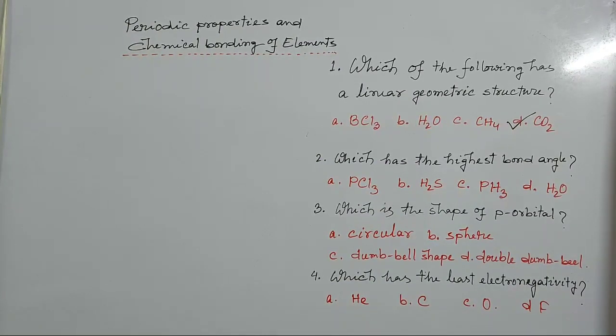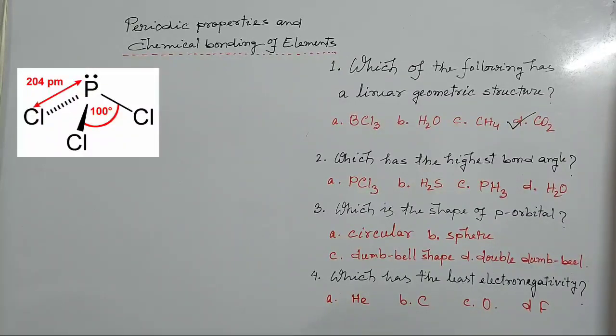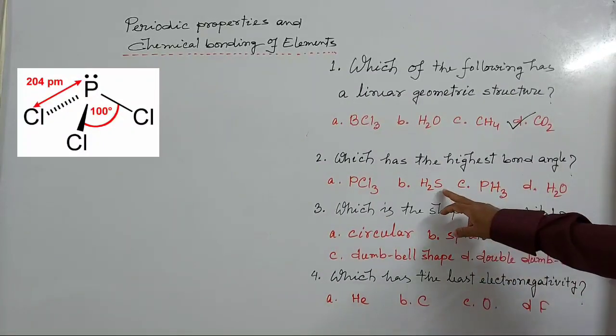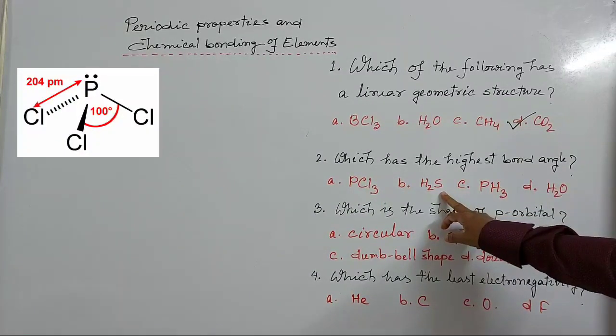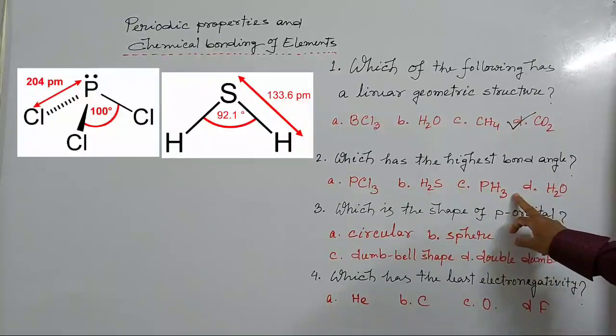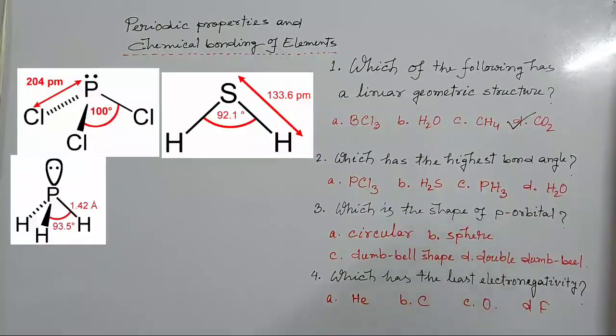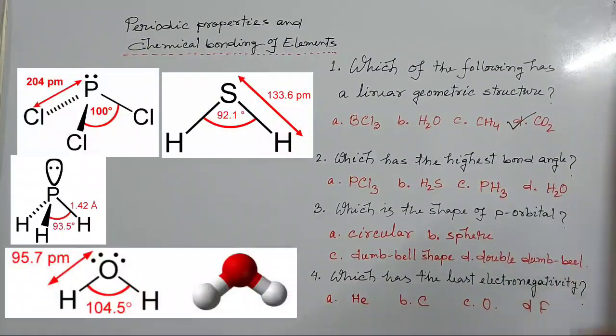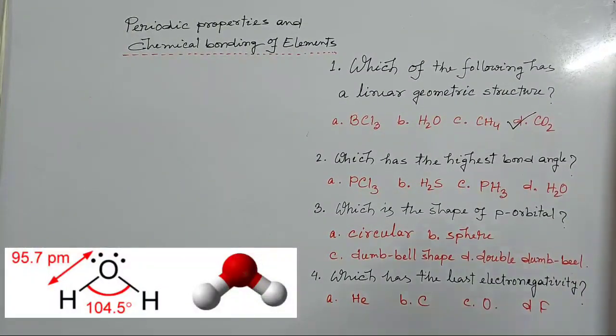Question number 2. Which has the highest bond angle? Students, choice number A, phosphorus trichloride. The bond angle of phosphorus trichloride is 100 degree, and the bond angle of hydrogen sulfide is 92.1, and bond angle of phosphine is 93.5 degree, and bond angle of water is 104.5 degree. So, water has the highest bond angle, students.